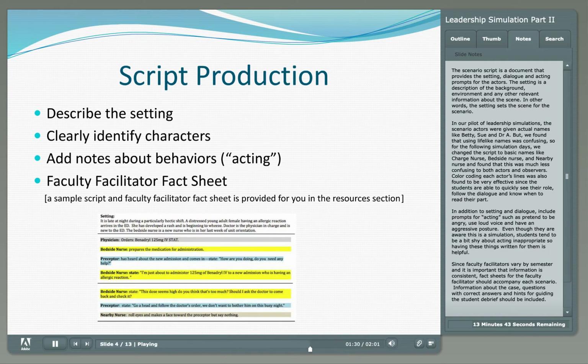Since the faculty facilitators vary by semester, and it's important that information is consistent, fact sheets for the faculty facilitator should accompany each scenario. Information about the case, questions, and correct answers, as well as hints for guiding the student debriefing should be included. The sample script and faculty facilitator fact sheet is provided for you in the resources section of this module.